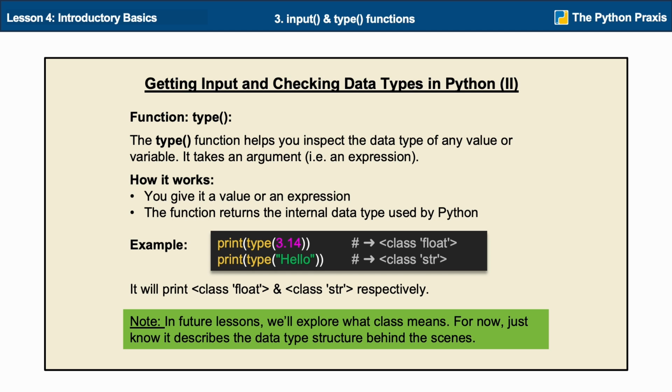Here's an example: print(type(3.14)), which is a real number. So Python will print class float. Let's see another example: print(type("hello")), which is a string. In this case, Python will print class str. Behind the scenes, Python uses classes to define data types. We'll get into that later. For now, just know that type tells you what kind of value you're working with.